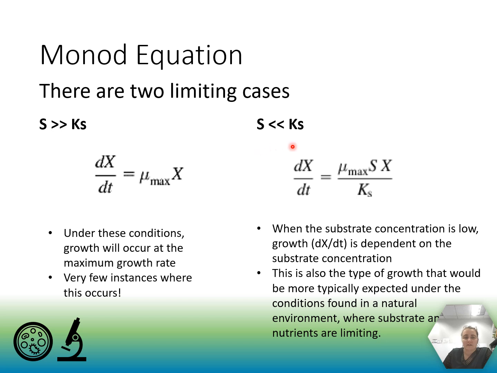But if our affinity constant is greater than our substrate, this is very common. And in this case, our equation looks a little bit different. It's dX/dt equals the max growth rate times the amount of substrate times the number of cells divided by the affinity constant. And when the substrate concentration is low, growth is dependent on the substrate concentration. That's effectively what this is saying here, right? This is also the type of growth that would be more typically expected, found under natural conditions, because substrate and nutrients are always limiting in the natural world.